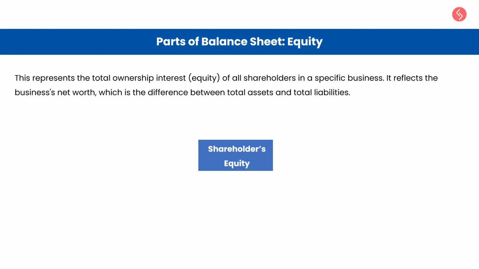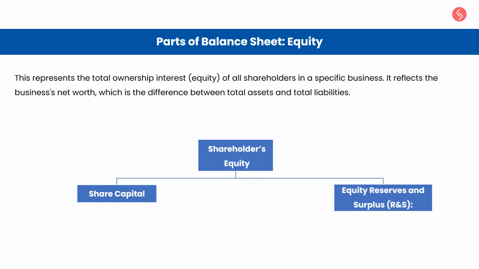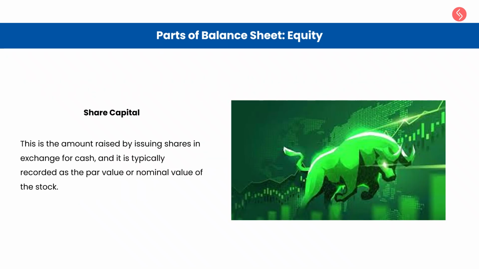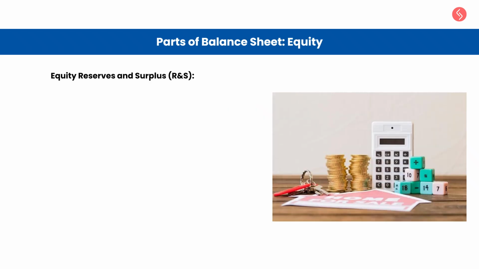Equity. This represents the total ownership interest, equity, of all shareholders in a specific business. It reflects the business's net worth, which is the difference between total assets and total liabilities. A shareholder's equity is of two types: share capital and equity reserves and surplus, R&S. Share capital. This is the amount raised by issuing shares in exchange for cash, and it is typically recorded as the par value or nominal value of the stock. Equity reserves and surplus, R&S.